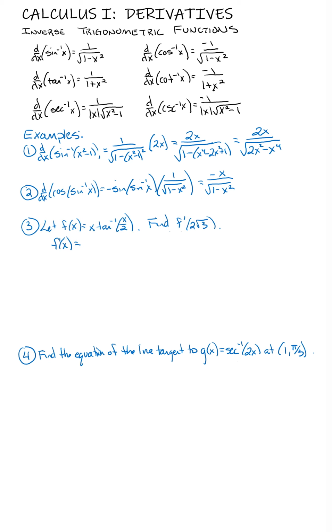Well, we have x times the inverse tangent of x over 2. That looks like a product, which calls for the product rule. According to the product rule, we'll take the derivative of the first, which is 1, times the second, plus the first, which is x, times the derivative of the second. So here we have the derivative of the inverse tangent, which is 1 over 1 plus the argument squared. In this case, our argument is x over 2, so that gets squared.